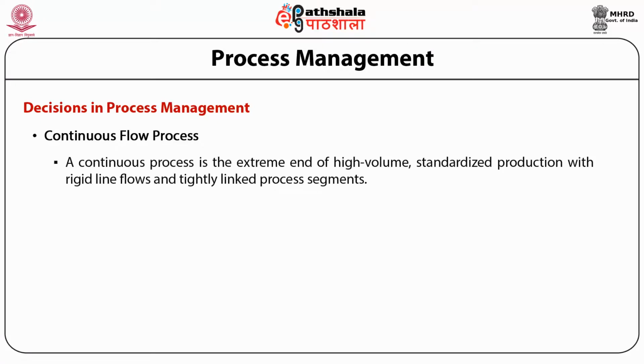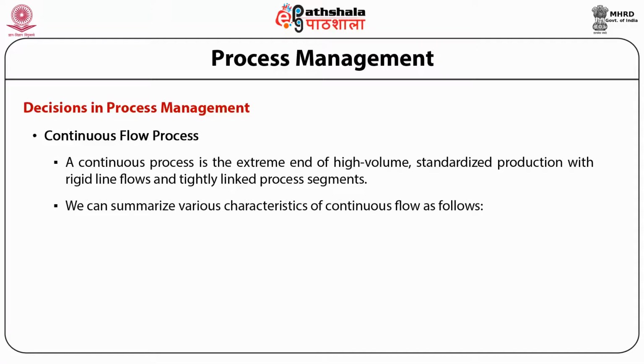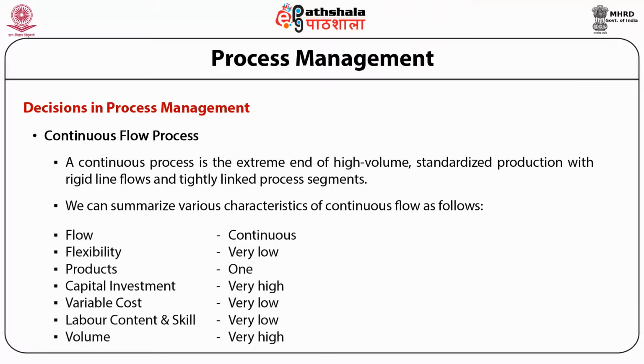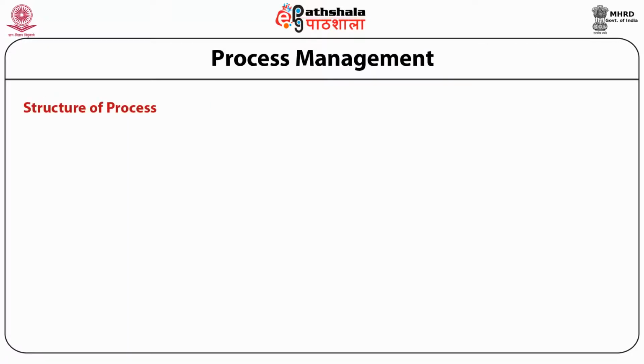A continuous process is the extreme end of high volume, standardized production with rigid line flows and tightly linked process segments. We can summarize various characteristics of continuous flow as follows. Flow: continuous. Flexibility: very low. Product: 1. Capital investment: very high. Variable cost: very low. Labor content and skill: very low. Volume: very high. Structure of a process.